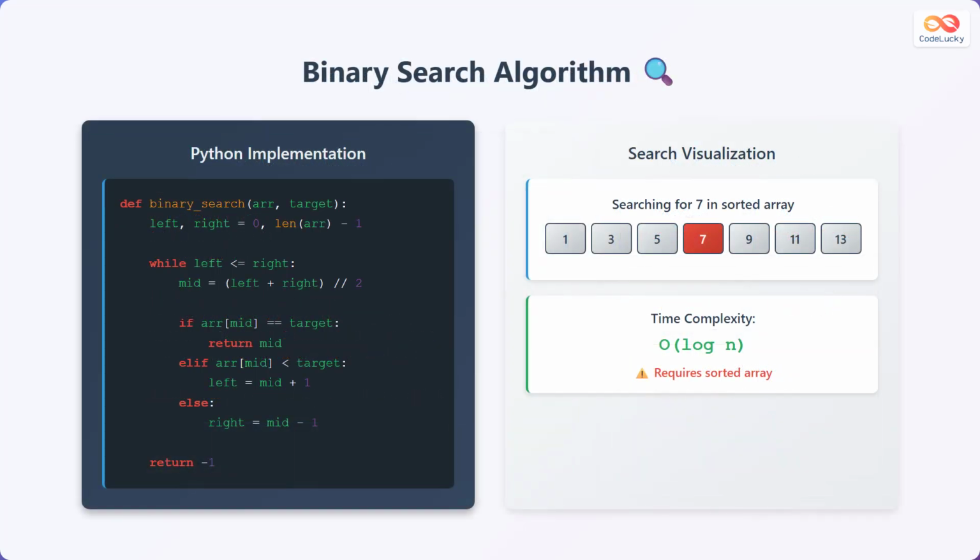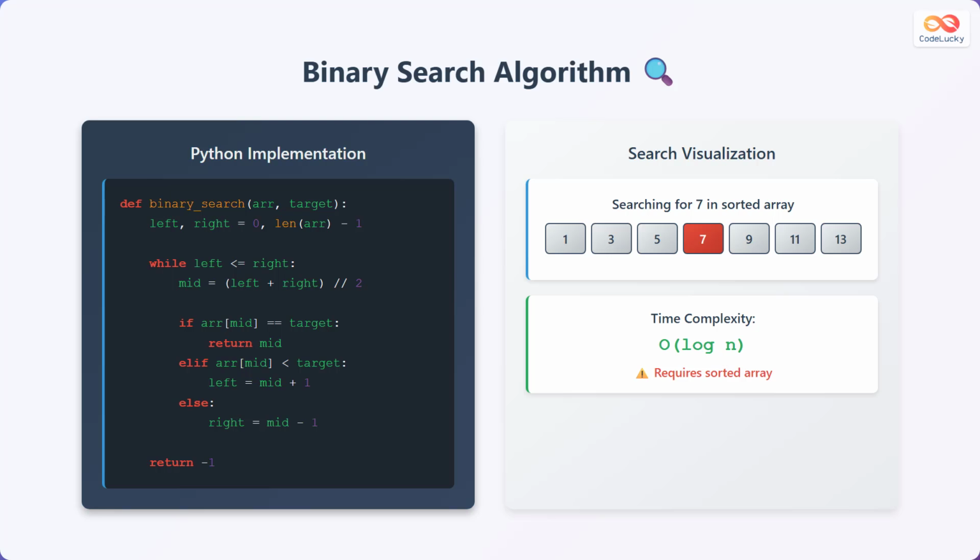Binary search is an efficient algorithm for finding a target value in a sorted array. It works by repeatedly dividing the search space in half. The algorithm compares the target with the middle element and eliminates half of the remaining elements in each step. The implementation uses 2 pointers, left starting at 0 and right at array length - 1. In each iteration, calculate the middle index as left plus right divided by 2.